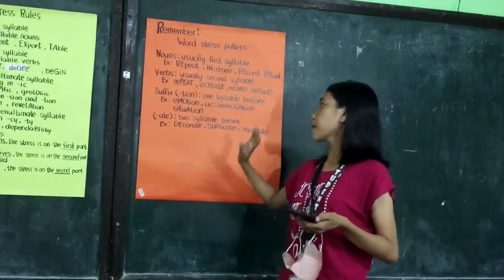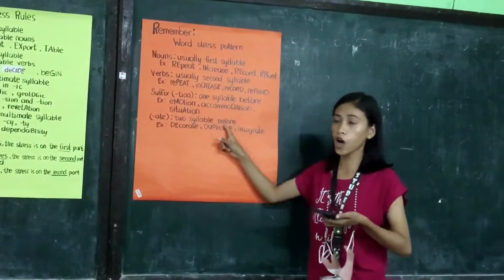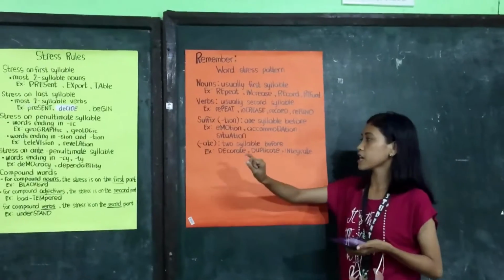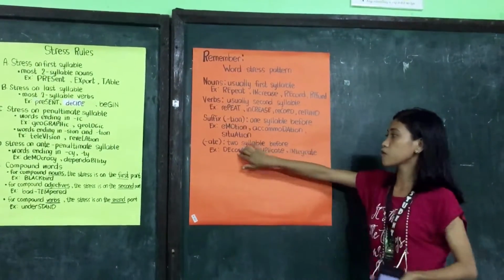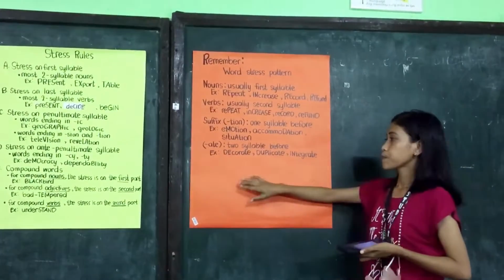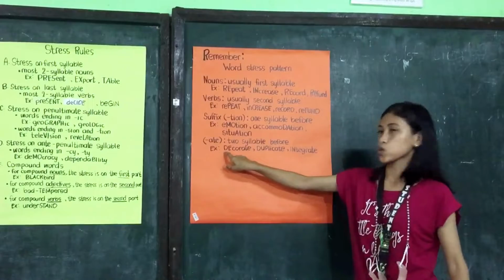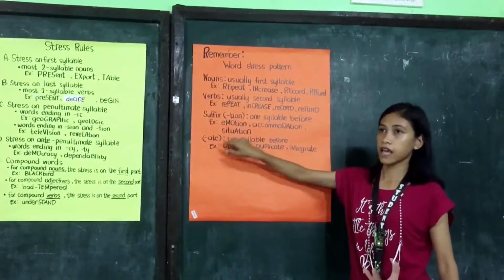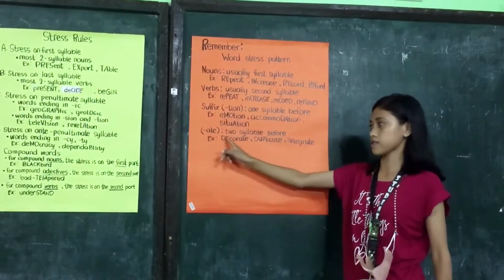The example is decorate. The stress goes 2 syllables before -ate. So it must be decorate. Here is the -ate, and you put the stress on the DEC, because we count 1 and 2. This is the second syllable from the suffix, which is the reason why the stress is here.